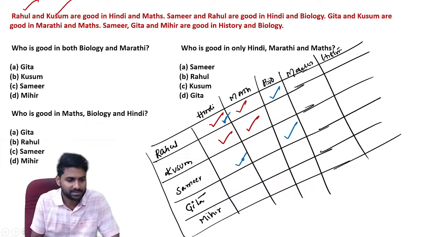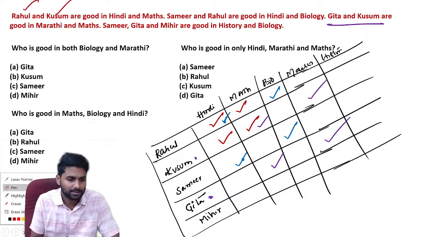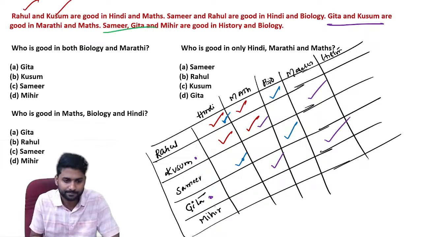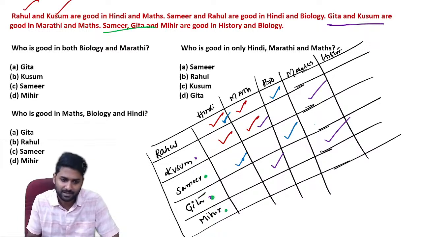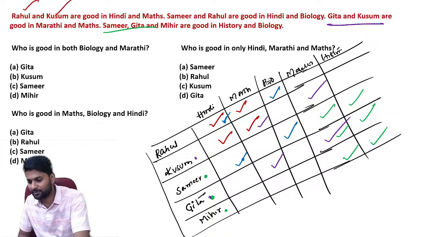Next one. Let's change to another color. Again, they are talking about Geeta and Kusum. Geeta and Kusum are good in Marathi and maths. Next, on to the next data. They're talking about Samir, Geeta, and Mihir, who are good in history and biology. So this is the information we have.